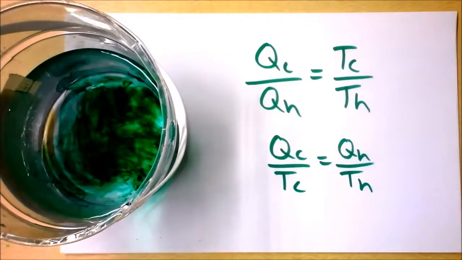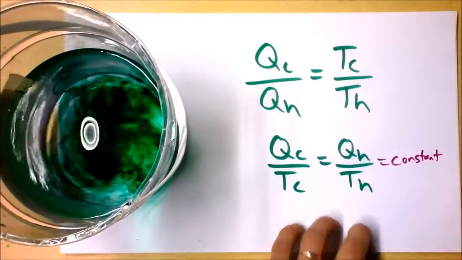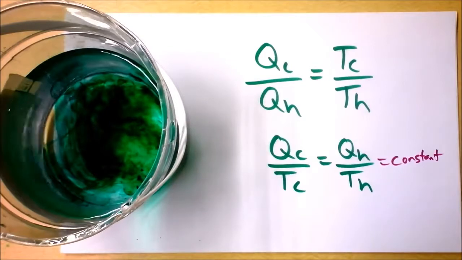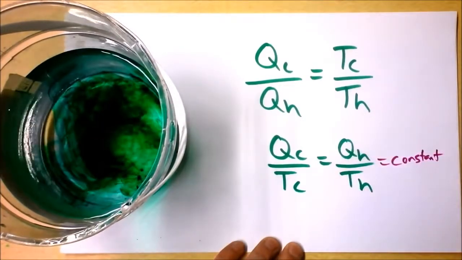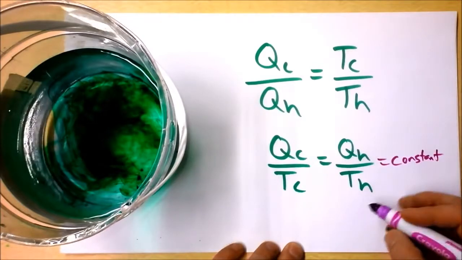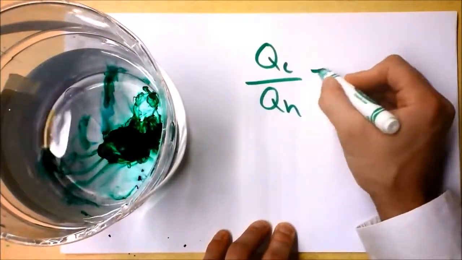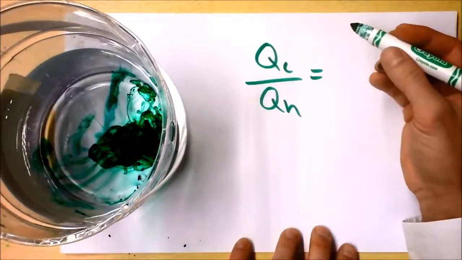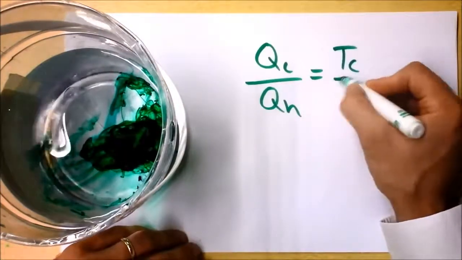Of the hot reservoir. So these things then are a constant. This must be some constant, and they would apply for any reservoir at any temperature. And we define this interesting constant to be entropy. Lord Kelvin said QC over QH was equal to TC over TH.